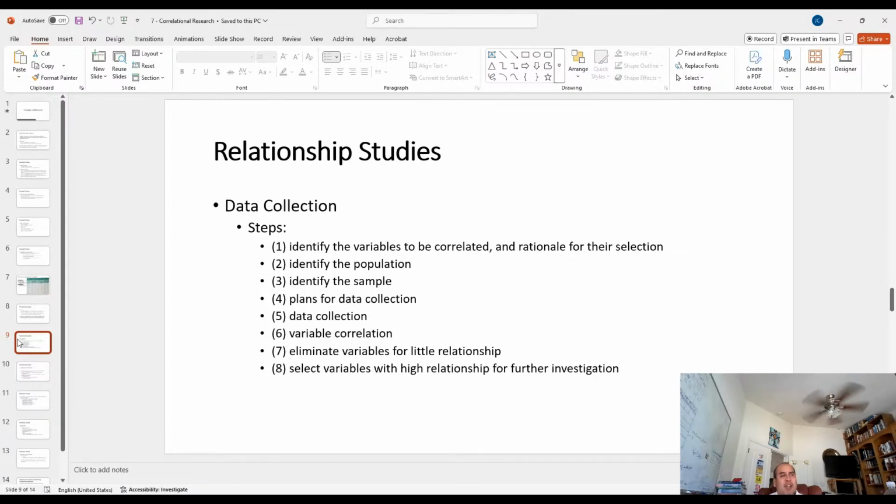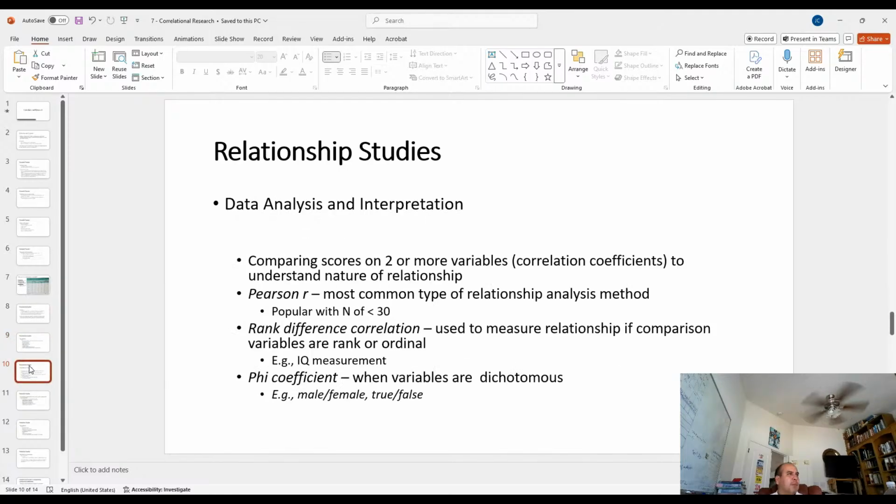You have the variable correlation to understand the relationship between two groups or two variables. You eliminate variables that have little relationship, that are only going to complicate your study, right? And really have no meaning to the study, don't show any type of relationship. And then you select the variables with the highest relationship for further investigation, or to do again the more elaborate experimental study.